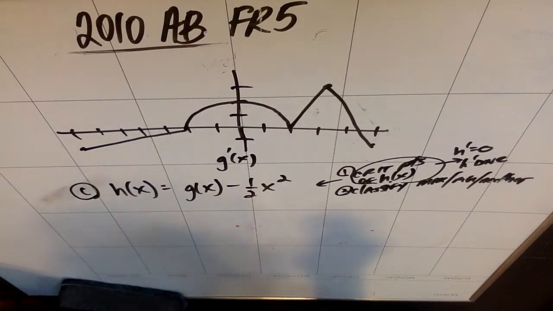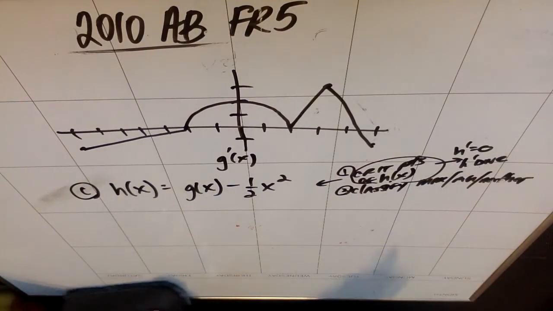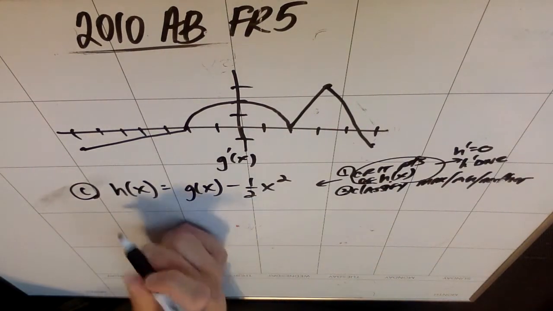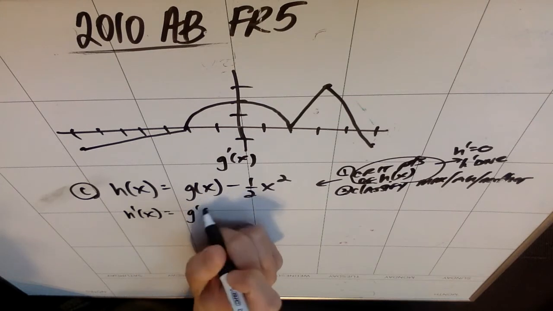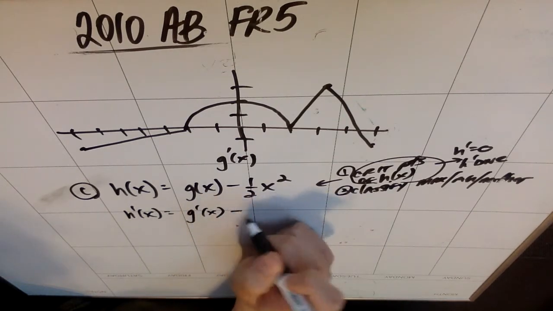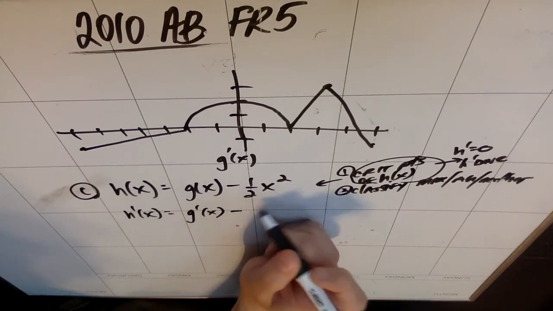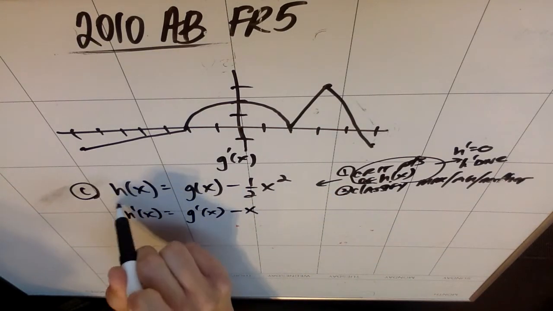So before I do anything else, I realize that this is about h prime, so I very much need to find h prime. So h prime is going to be the derivative of g, which would be g prime. That's the given graph. Minus, when I derive the 1/2 x squared, I just get an x. So this is my derivative.